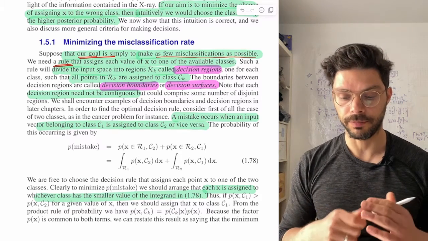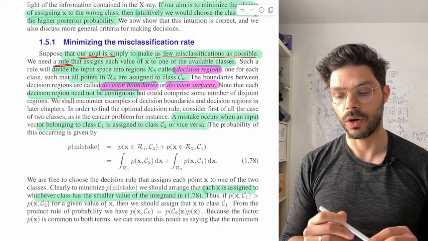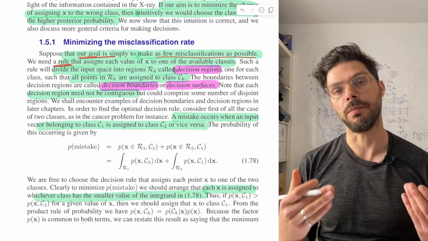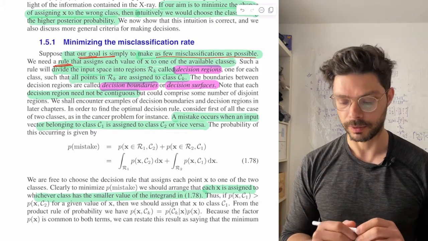Okay, so welcome back. We're talking about decision theory, and in this first section, we're going to be talking about decision theory for the case when we're trying to minimize the misclassification rate. So, trying to make the fewest mistakes possible.